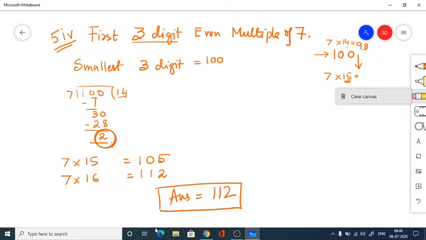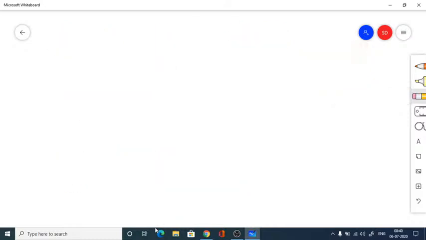Let's go to 5 subpart 5. Multiples of 6 between 40 and 80. So all those numbers in the 6 times table which are between 40 and 80.